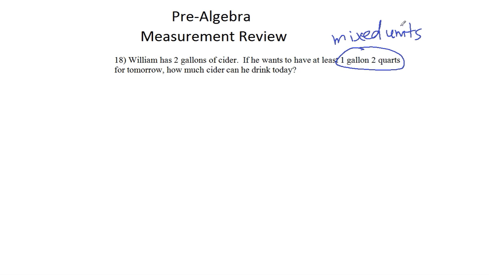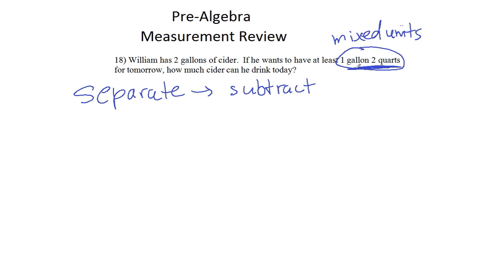We're just not mixing these. So right now he's got 2 gallons. He wants at least 1 gallon and 2 quarts tomorrow. So how much can he drink today? We are separating these. And if you remember the way I usually teach it, the idea of separation is that we're going to subtract. I want to separate what he will have for tomorrow, the 1 gallon, 2 quarts, from what he can drink today. So that means I'm going to subtract.